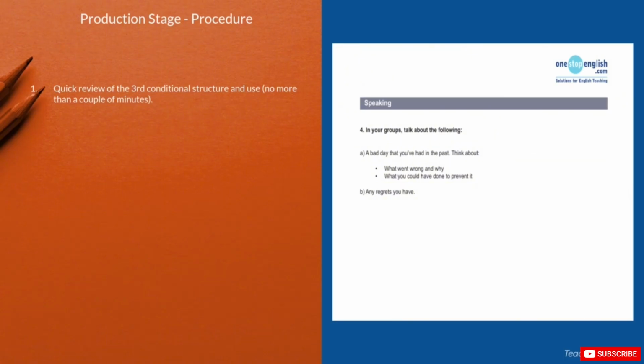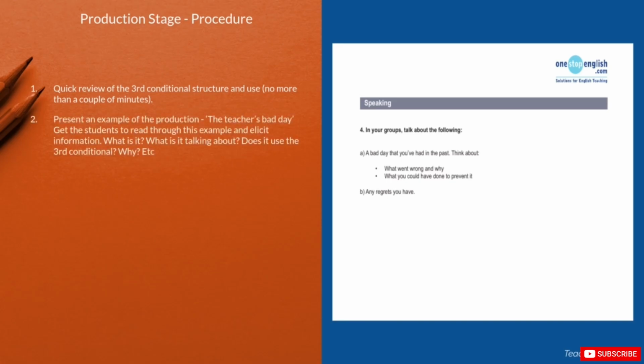If we want the student to do something now, we need to give them the right building blocks to get them ready. So I think we're going to present an example of the production to them. The teacher should talk about their bad day. So if it's me, I'm going to talk about a bad day that I had. And I'm going to use the third conditional in my example.